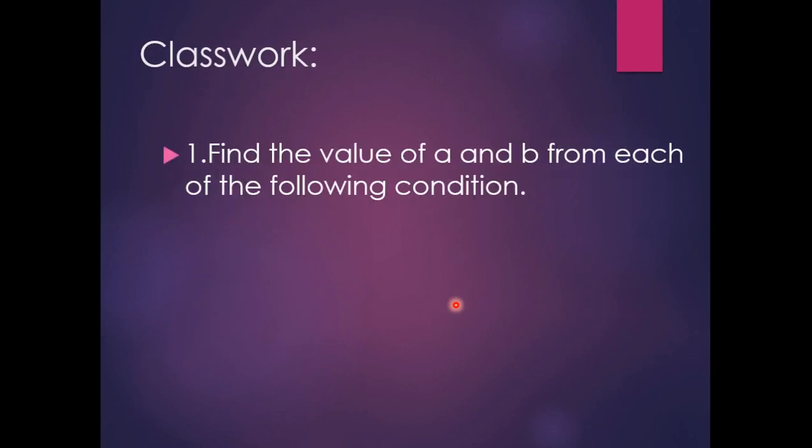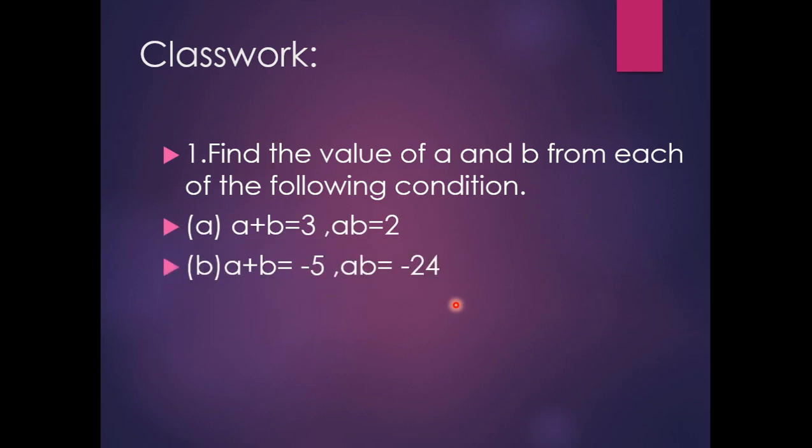Now I have kept some classwork also here. You can pause the video and try this, whether you can do it or not. And for this also the checking process is quite easy. While adding, if you get 3, and while multiplying the values of A and B, if you get 2, then your answers are correct. Here also while subtracting A and B, if you get -5, and while multiplying the values of A and B, if you get -24, then your answers are correct. In this way you can check this easily.